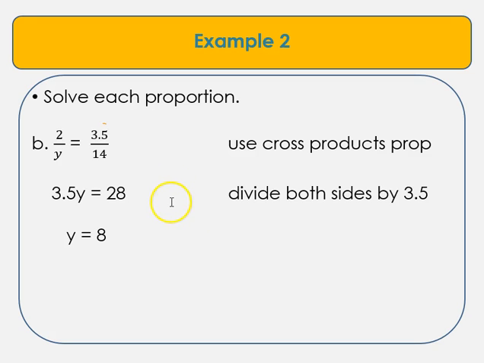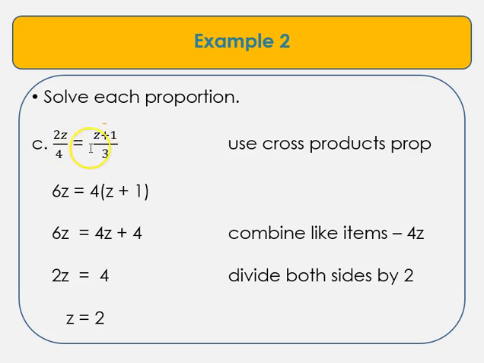So another part of example 2, we have 2 is to y equals 3.5 is to 14. If we multiply across, we have 3.5y. 2 times 14 is 28. Divide both sides by 3.5 and we have an even number, y equals 8.